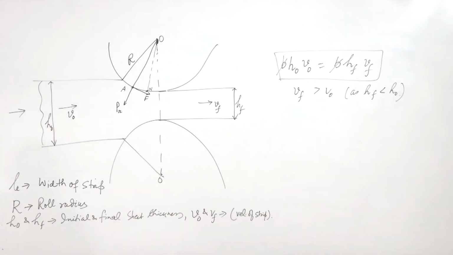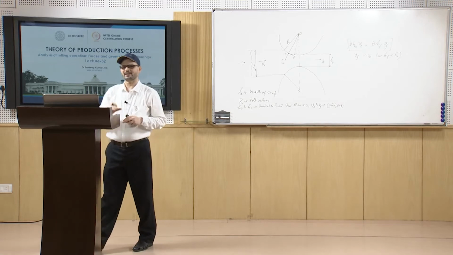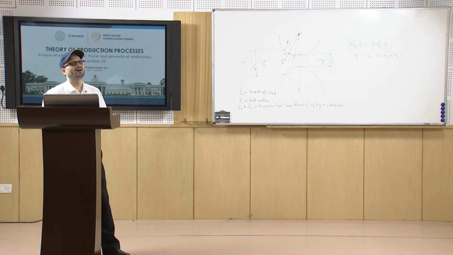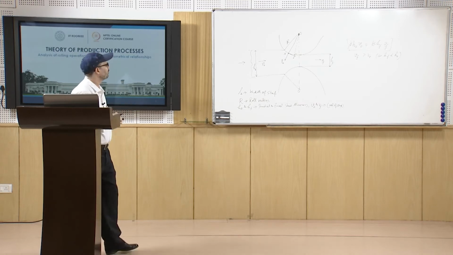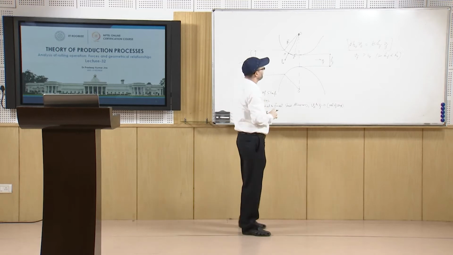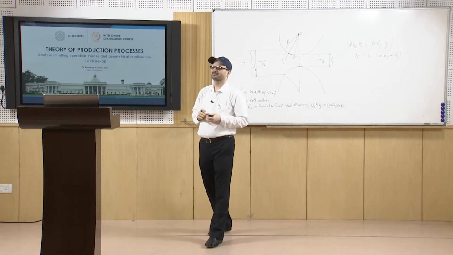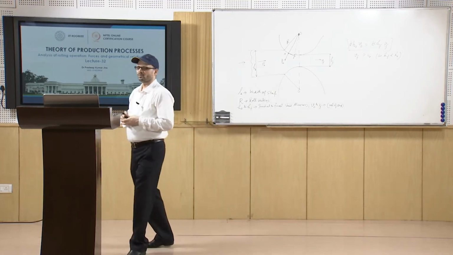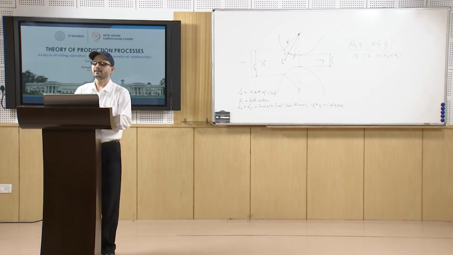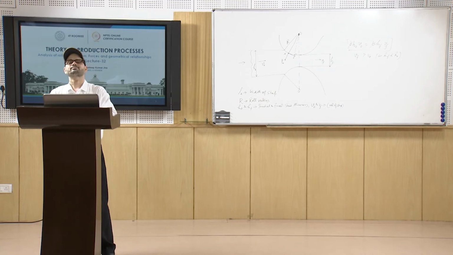So, that point where the strip velocity and the roll velocity are equal is known as the neutral point, and basically it is a plane. You can call it a point, but it is a plane where the velocity of the roll and the velocity of the sheet are both taken as constant.